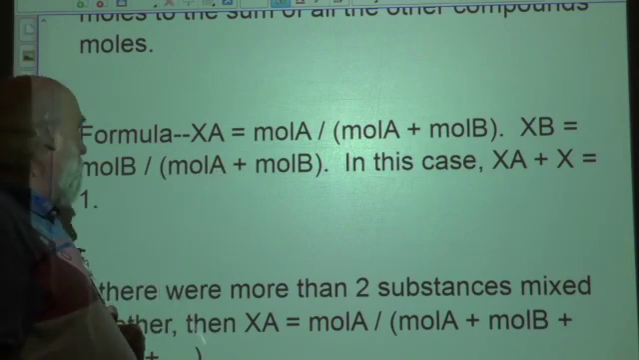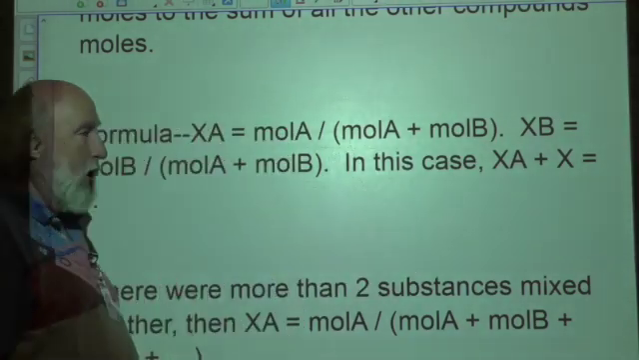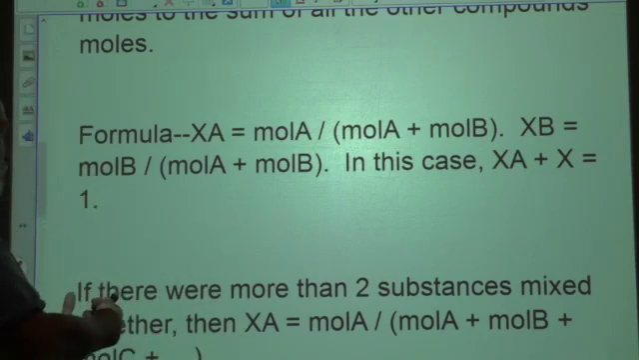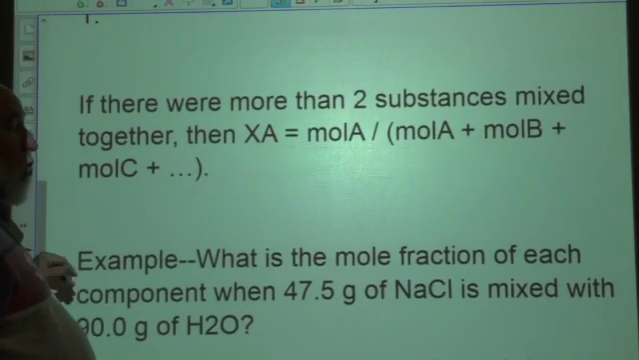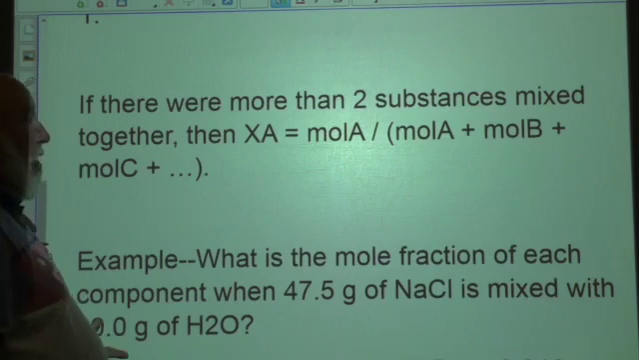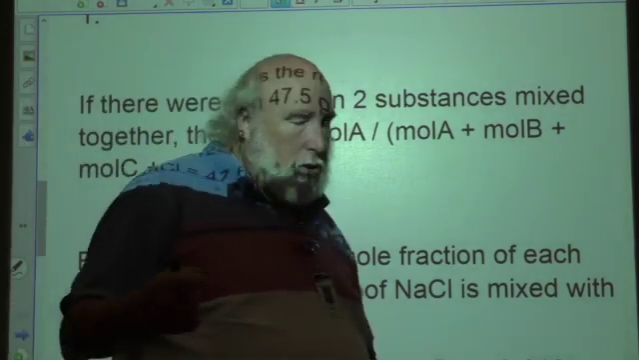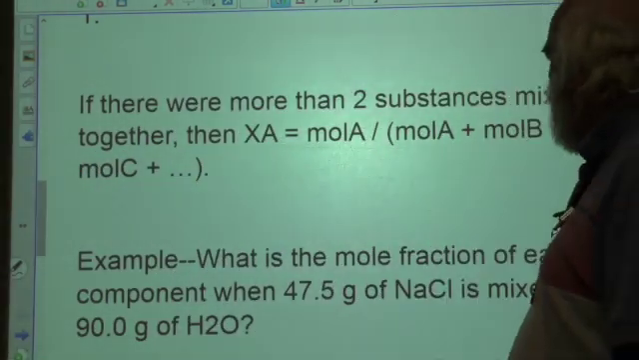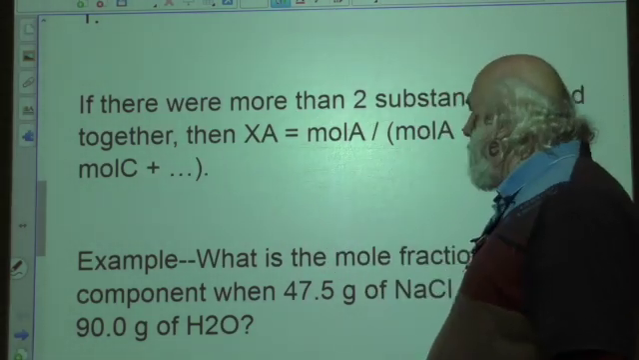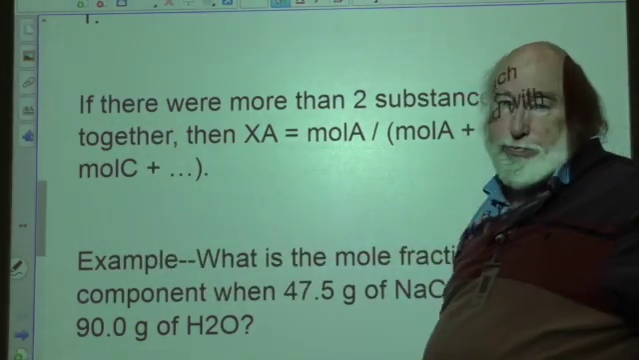In this case, X sub A plus X sub B should add to 1. There was a typo on my slide, and by the time you get the script, I'll have it fixed. And it's possible to have more than 2 substances in your mixture. That's no problem. If you have 4 or 5 or 6, you find the moles of each component. To find the mole fraction of A, we take the moles of A divided by the sum of all the moles of everything else.